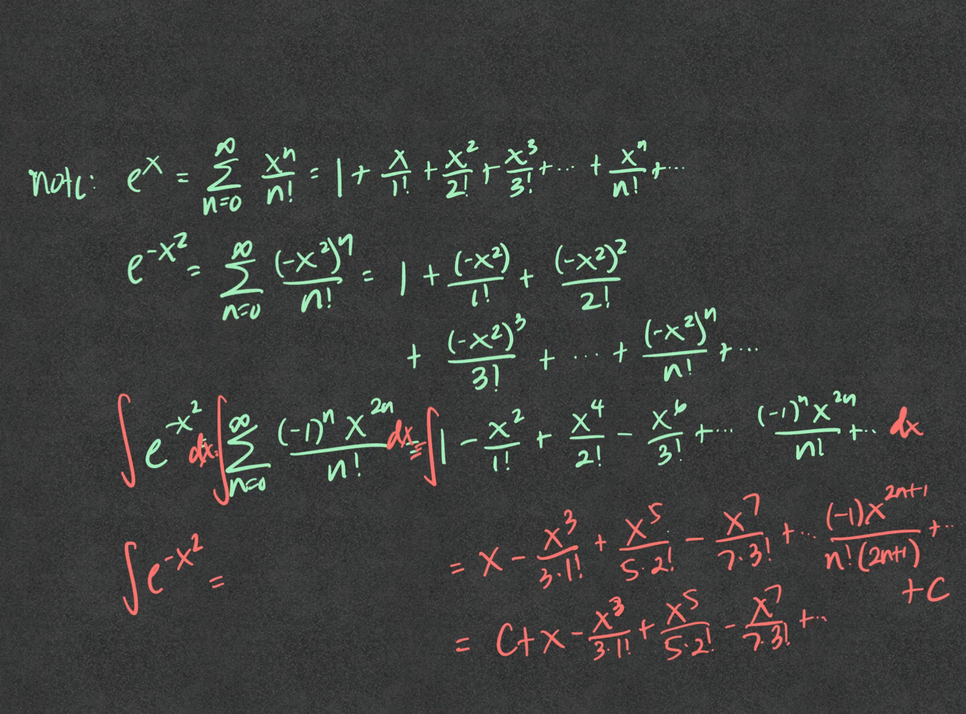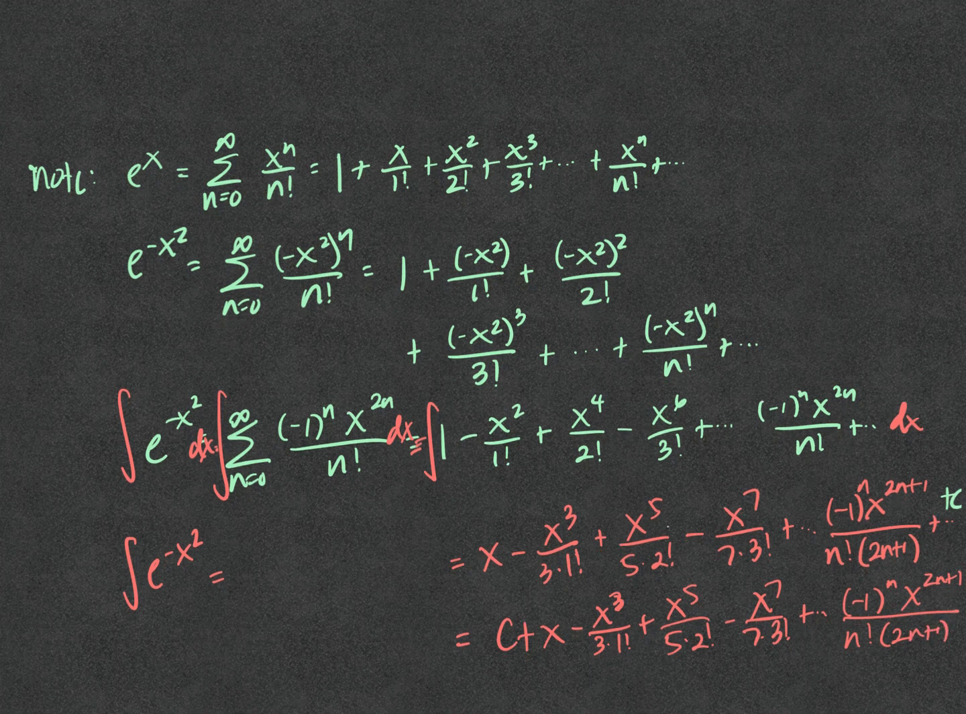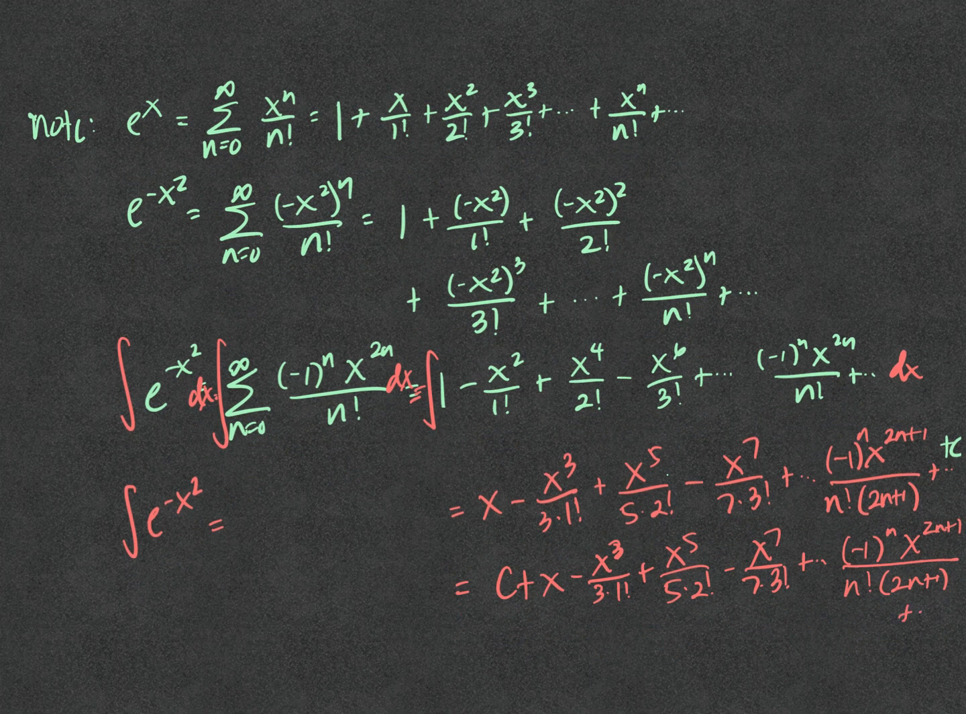I'm going to erase my plus c up here because it's in the way and scrunch it in over here, plus c. And so then we have negative 1 to the n, x to the 2n plus 1 over n factorial times 2n plus 1, plus dot, dot, dot.